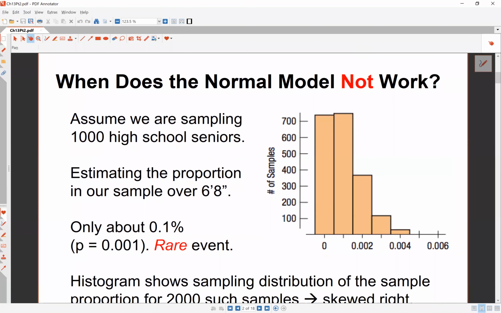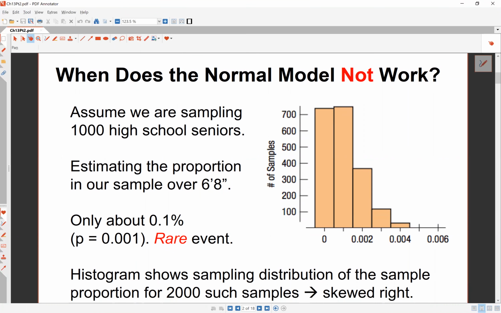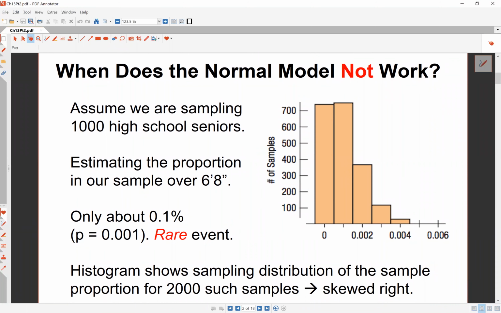And perhaps it's easiest to first think about when the normal model is not going to work. So let's do a very practical example here. Let's say I am doing an experiment, and in my experiment, I plan on taking a sample of 1,000 high school seniors. And in that sample, I want to know what proportion of students are taller than 6 feet 8 inches. Now, this is a very rare event, right? Most people are much shorter than 6 feet 8 inches.